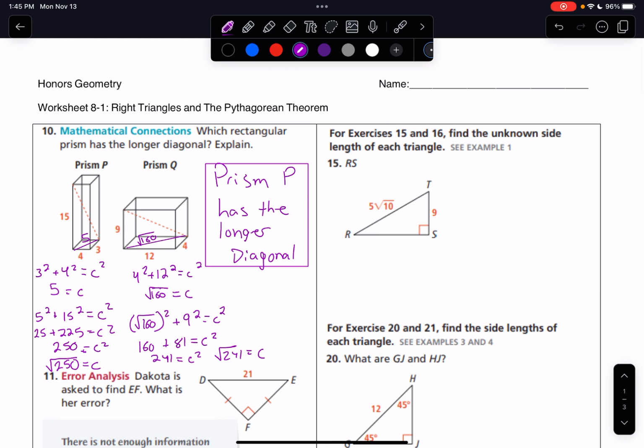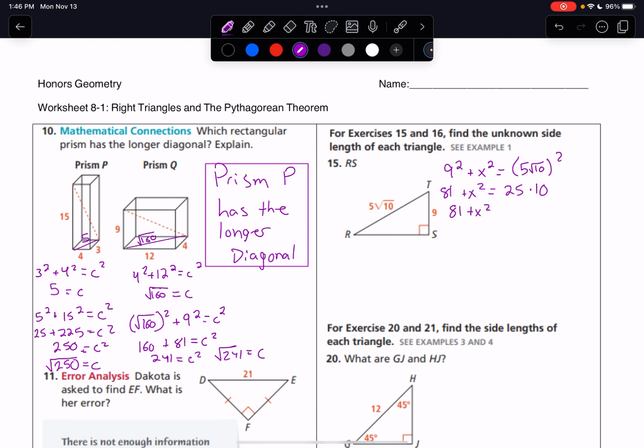Next, find the unknown side length of each triangle just using the Pythagorean theorem. So we've got the hypotenuse. So 9 squared plus x squared equals 5 root 10 squared. So 81 plus x squared equals 5 squared, which is 25. The square root of 10 squared is 10, so that's 25 times 10. 81 plus x squared equals 250. Then solve.